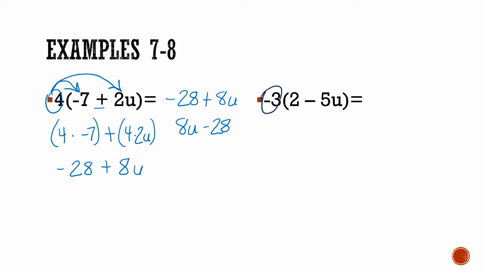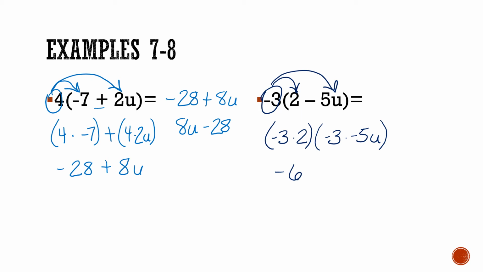Okay, and number 8, we're going to distribute this negative 3. So that's going to be negative 3 times 2. And then we're going to multiply it. We're not going to bring down this negative sign. I'm going to take it with me this time. So negative 3 times negative 5u. So that'll be negative 6. And then negative times a negative is going to make this positive. And 3 times 5u is going to be 15u. So we can write that as negative 6 plus 15u, or we can write it as 15u minus 6.